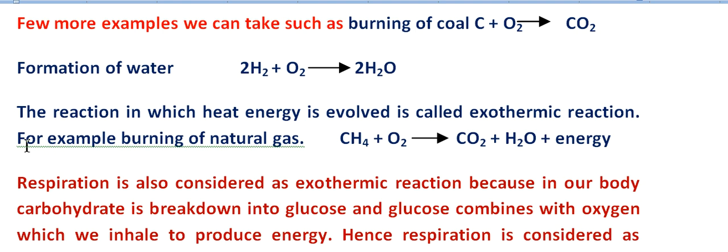For example, burning of natural gas. Burning of natural gas is also an example of an exothermic reaction. Here CH4, that is methane, plus oxygen will give carbon dioxide plus water plus energy, meaning heat in the form of energy. So whenever energy is released as a byproduct, such a reaction is known as an exothermic reaction.